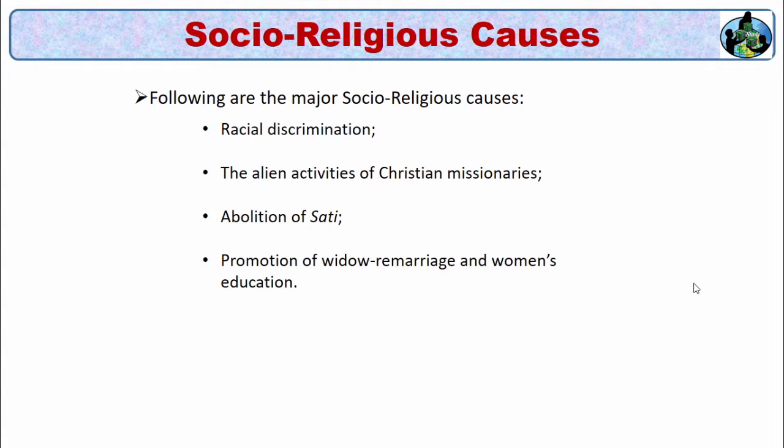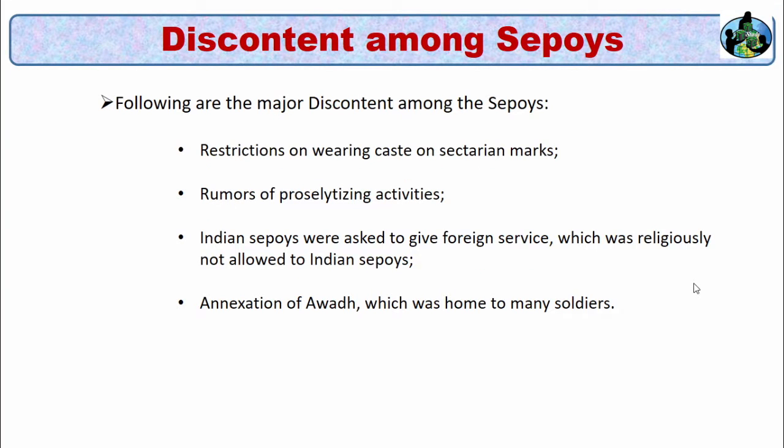Socio-religious causes. The British were promoting Christianity and many Indians were encouraged to convert their religion to Christianity. Besides, British interference in Sati culture, promotion of women's education, and widow remarriages were also not appreciated by many Indians. Discontent among Sepoys. Sepoys were highly dissatisfied as the foreign policies interfered with their religious ideology. Therefore, they were no more loyal to the discriminating and suppressive East India Company's policies.